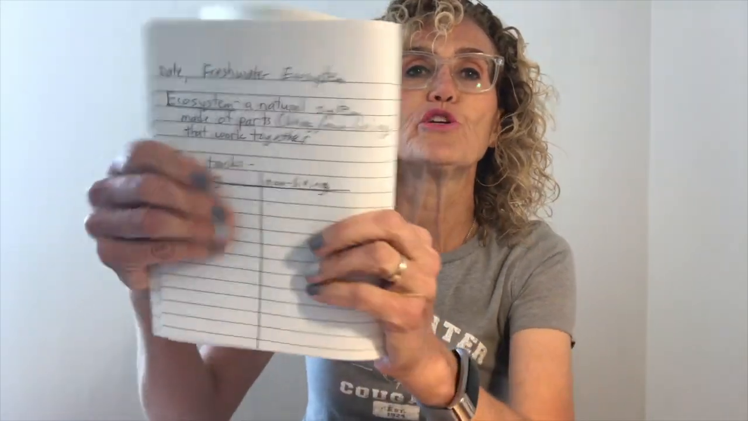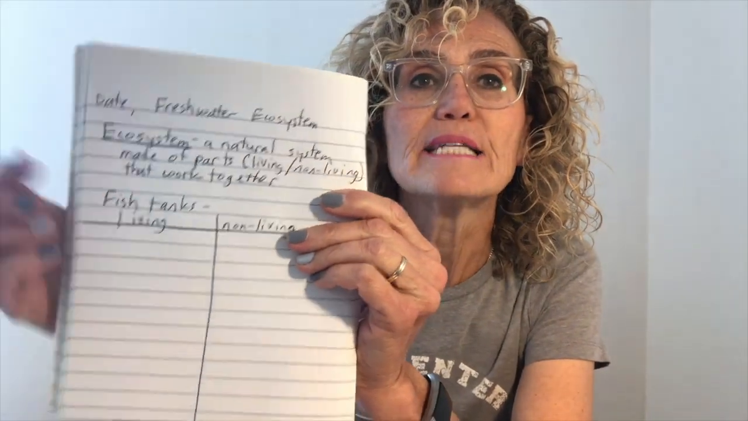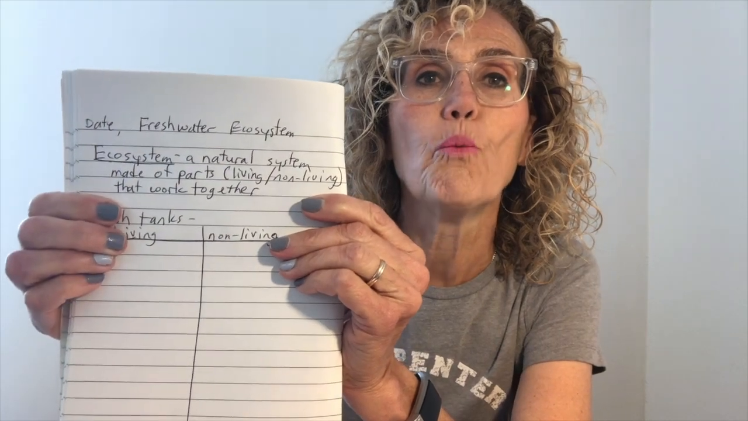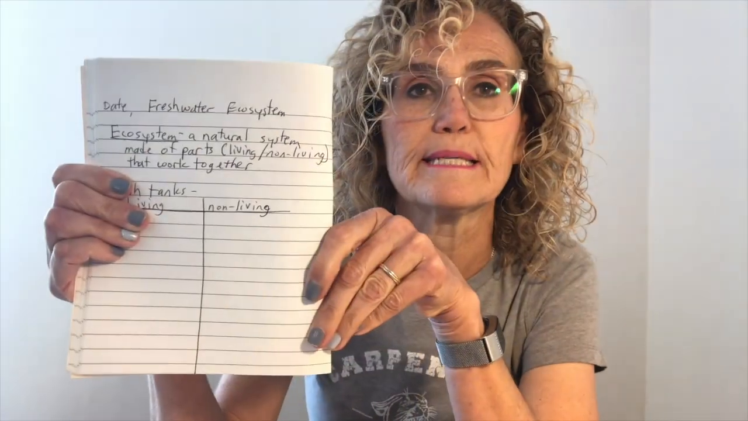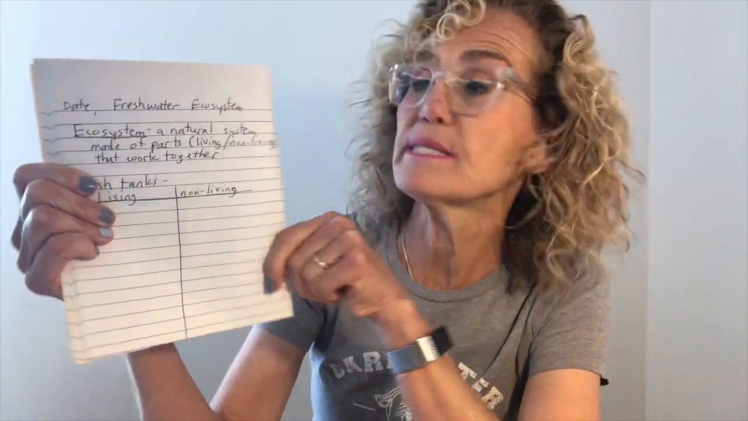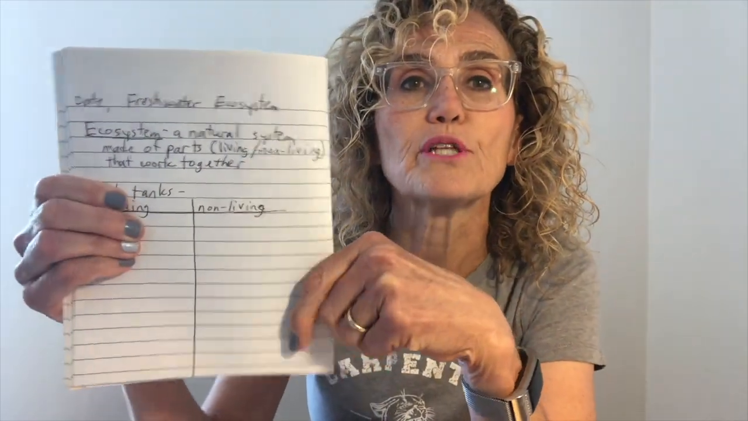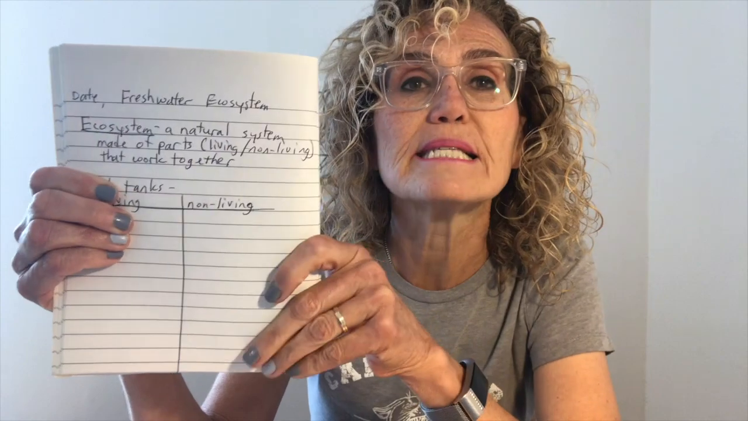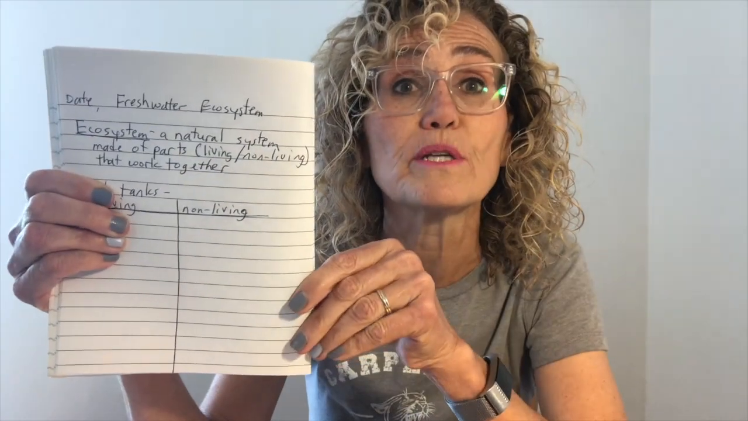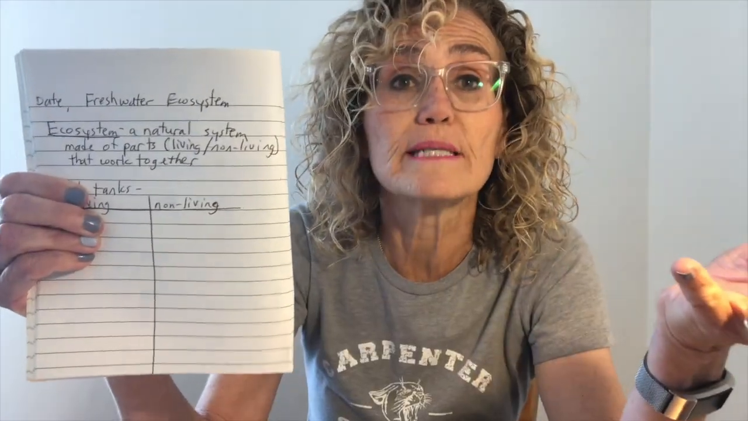But before we start that, can you get out your science notebook, turn to the next page, and make sure you put the date. And I'd like the title to be Freshwater Ecosystem. And an ecosystem is a natural system made of parts, living and non-living, that work together. So remember, system means that it's a group of parts that work together, and this is a natural system.